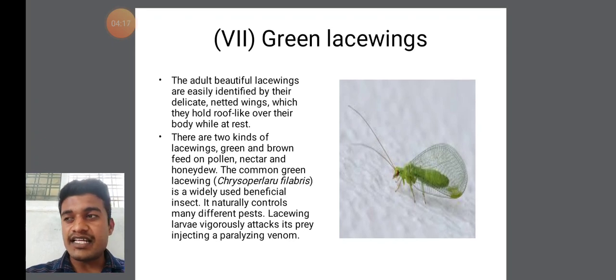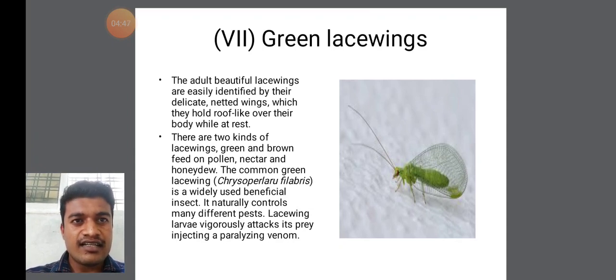Next one is green lacewings. This green lacewing insect is also economically important and a beneficial insect for maintaining a constant environment. The adult lacewings are easily identified by their delicate netted wings, which they hold roof-like over their body while at rest. Here you can see at the right side that this green lacewing has delicate netted wings and holds them roof-like over its body in the resting position.